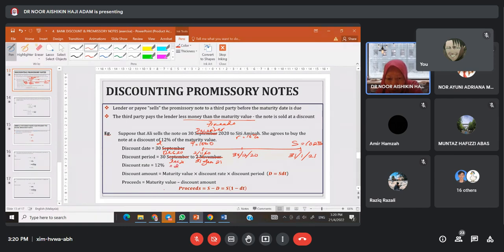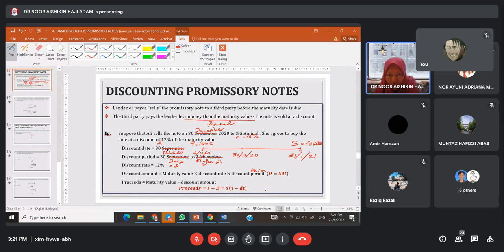Discount rate, which is D, small d, is 12%. The discount amount is maturity value times discount rate times discount period or discount term. Period dengan term sama lah. And that's the formula that we know we have to use. D equals to SDT. And proceeds equals to maturity value minus the discount amount.